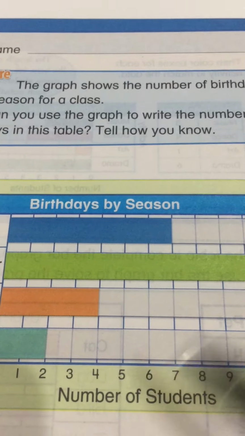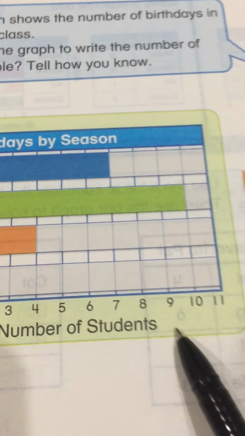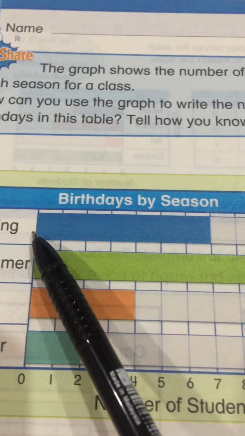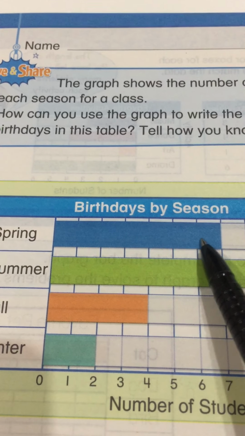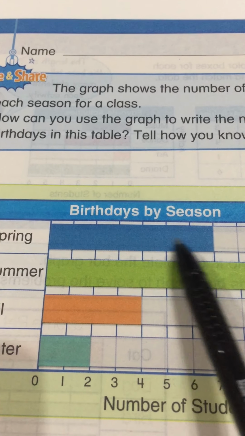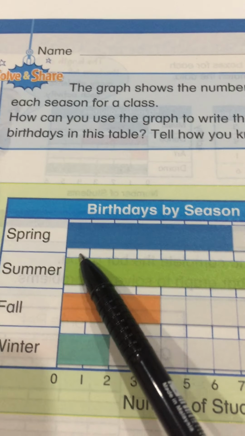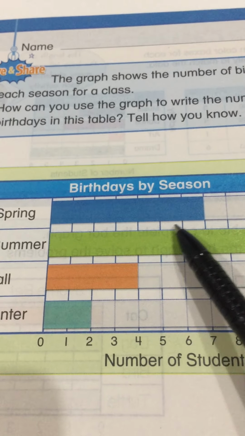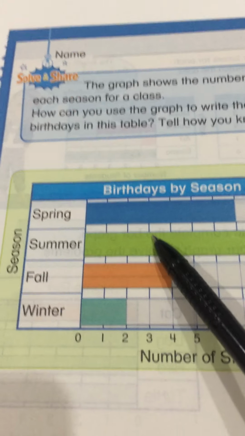So boys and girls, if you look here, this is a season, this is the number of students. So here, the spring is the blue bar. Do you see this bar? The blue one is talking about the students that have a birthday in spring. So how many students do you think have a birthday in the spring?